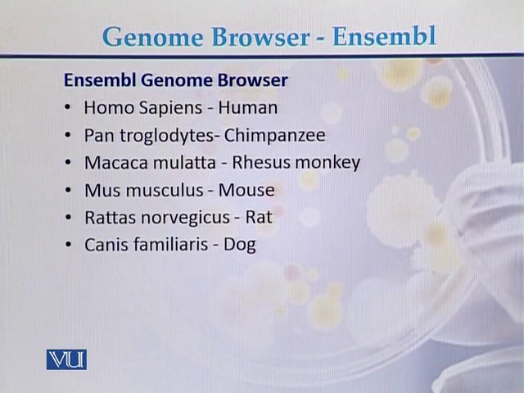Ensembl Genome Browser has the genome of many organisms. Some of the examples are humans, chimpanzee, monkey, mouse, rat, and dog. The genomes of all these species are present on Ensembl Genome Browser. These are some of the examples, although there is a long list of species whose genome has been sequenced and the sequence data is present on Ensembl.